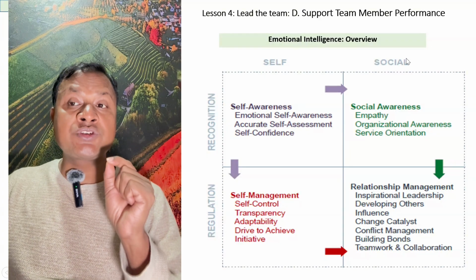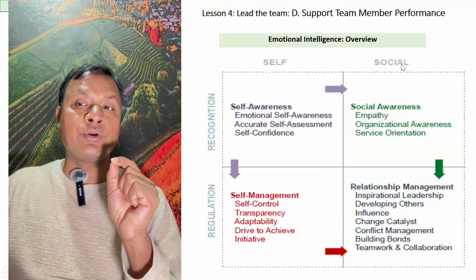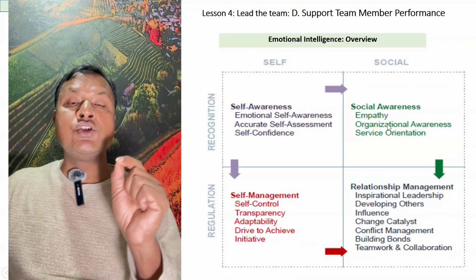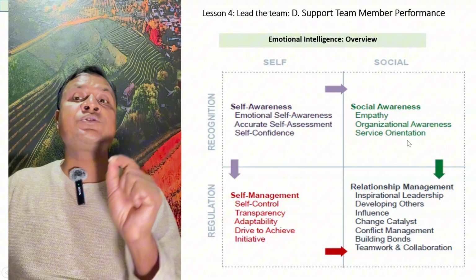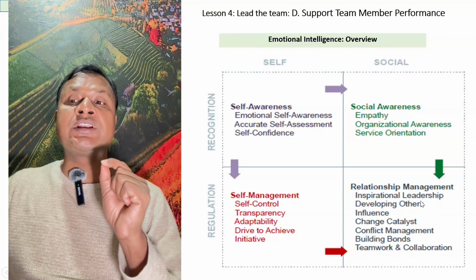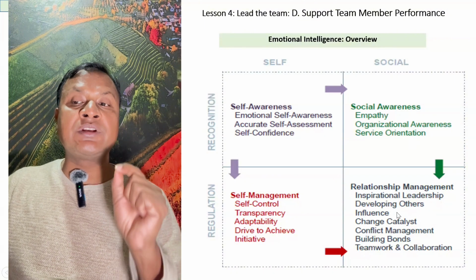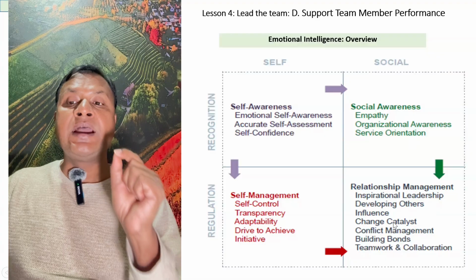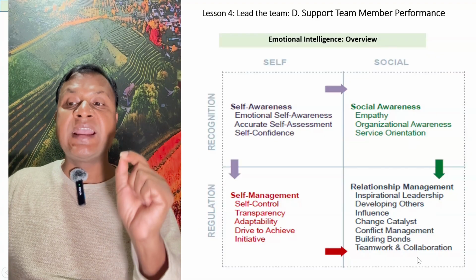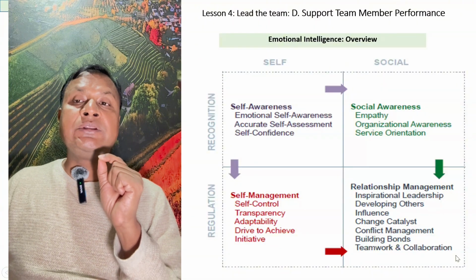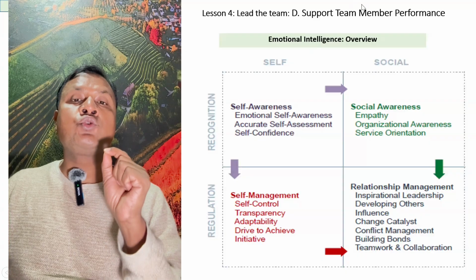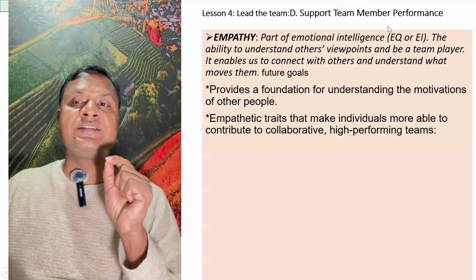But when we focus on social issues, social recognition means social awareness, empathy, organizational awareness, and service orientation. When we focus on social regulation, that means relationship management, inspirational leadership, developing others, influence, change catalyst, conflict management, building bonds, and teamwork and collaboration. In this way, we can use our emotional intelligence to increase team member performance.